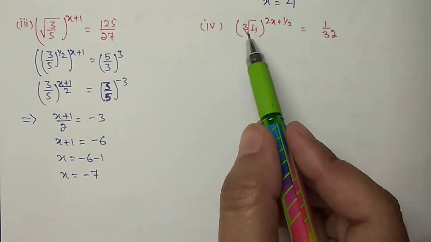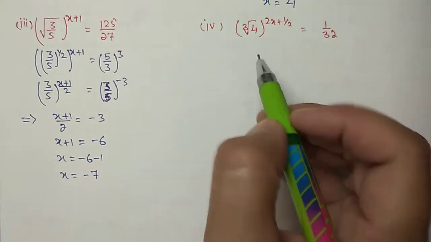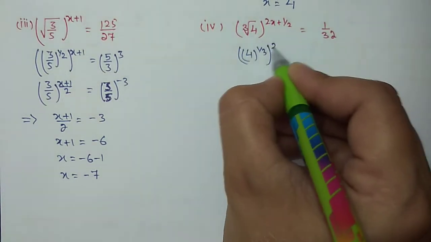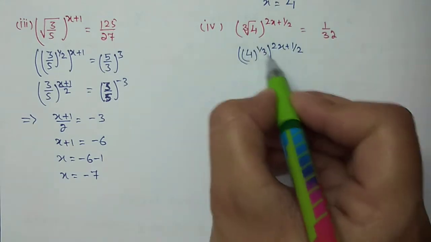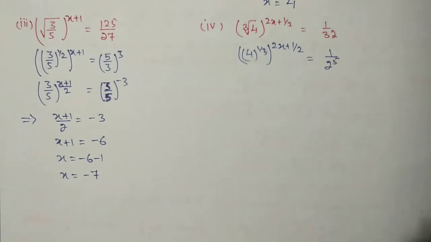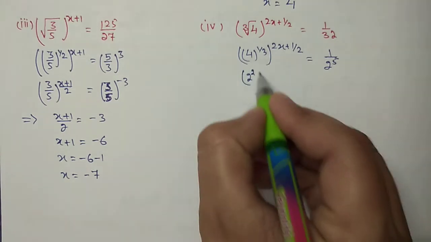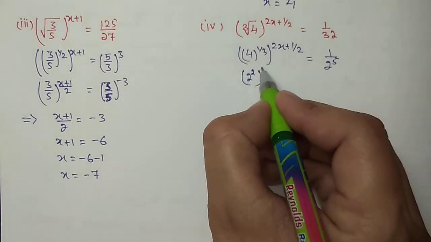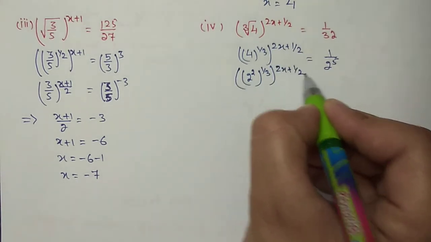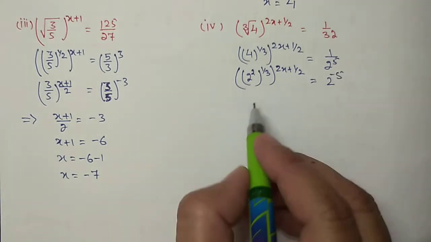Fourth part, cube root of 4 whole power 2x plus 1 by 2 equal to 1 by 32. So 4 we can write as 4 to the power 1 by 3 whole to the power 2x plus 1 by 2. Cube root means 1 by 3. 32 we can write as 2 to the power 5. Now this 4 also we will write as 2 to the power 2, and this is power 1 by 3 and whole power 2x plus 1 by 2, and this 2 to the power minus 5. We will shift it up so the base will become the same.